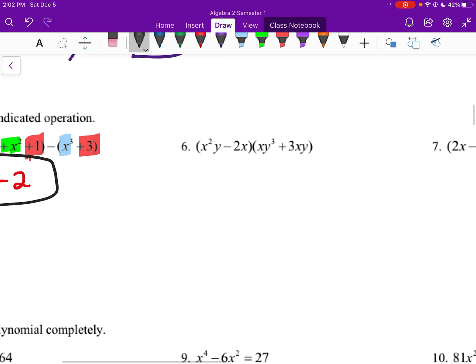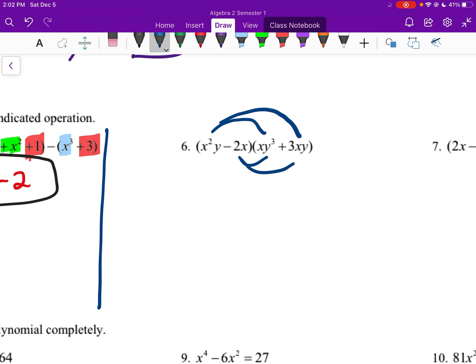All right, on the next one, number 6, a little complicated one. We are multiplying. So when we multiply, we take the first term to both terms in the second binomial, second term to the other terms as well. So x squared y times xy cubed. x squared times x is going to give me 3 x's, so x cubed. y times y cubed will give me y to the 4th.